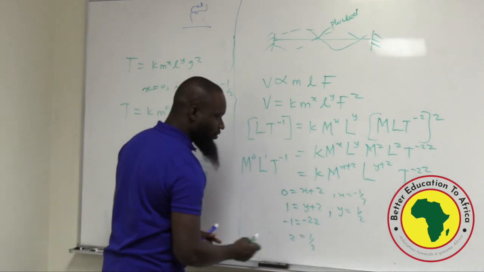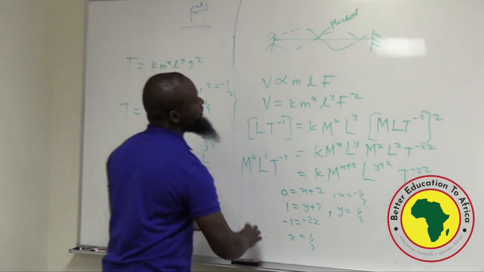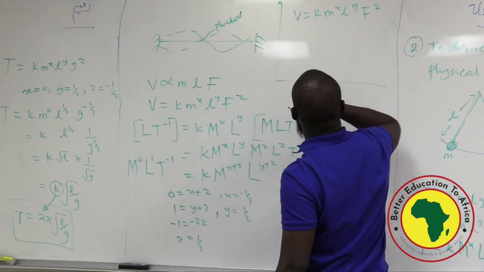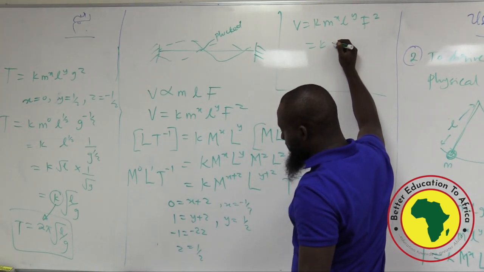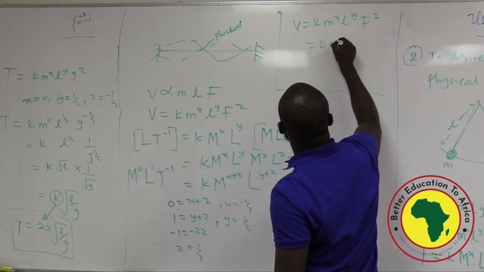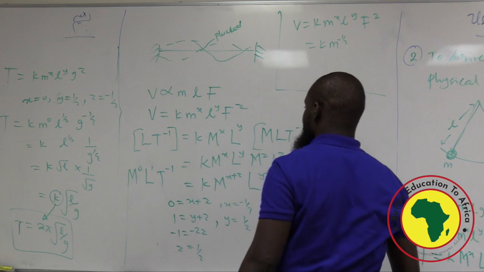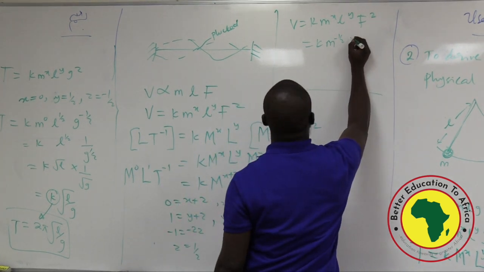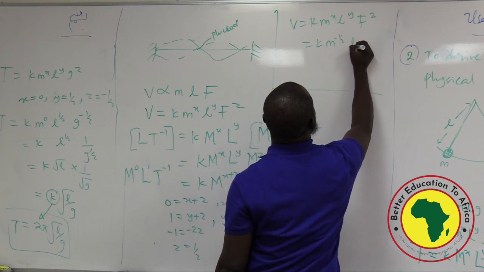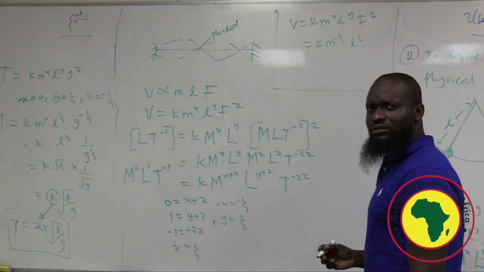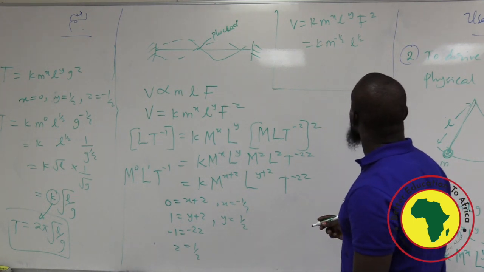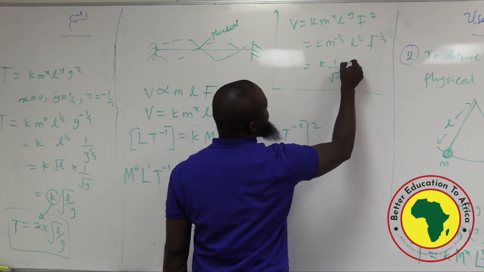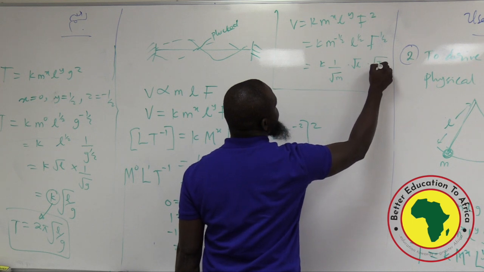Now, I put it back in the original equation. That V is K, M^X, L^Y, F^Z. So it is K, M to the X, what is X? Minus half. M to the minus half. What is the next one? L to the Y. What is Y? Half. L to the half. And F to the Z. What is Z? F to the half. So this gives us K times 1 over square root of M times square root of L times square root of F.